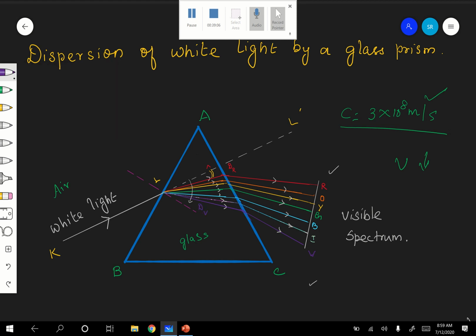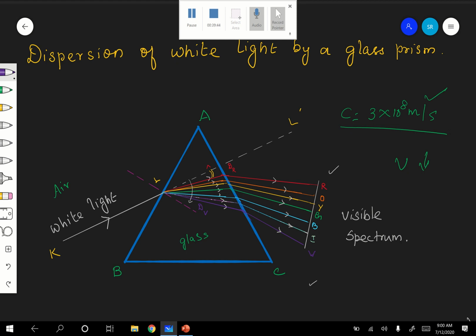See, deviation for red is very less. The angle of deviation for violet is large. Why? Because red is suffering very little decrease in the speed when it enters from air to glass, but violet suffers a lot of decrease. Almost every color will suffer a decrease in speed, but for red it is minimum, and for violet it is maximum. For intermediate colors, if you go from red to violet, the decrease in speed gradually increases, and the maximum speed decrease will be for violet light.